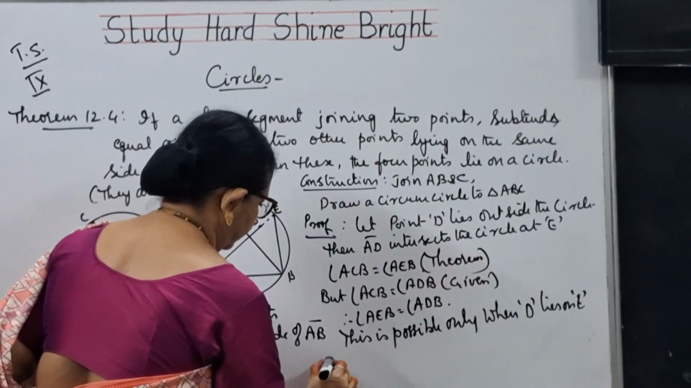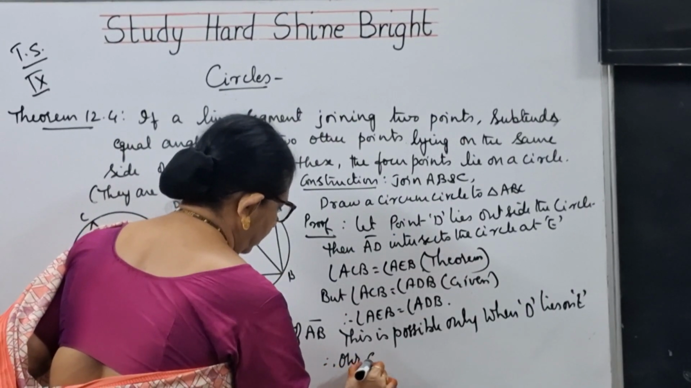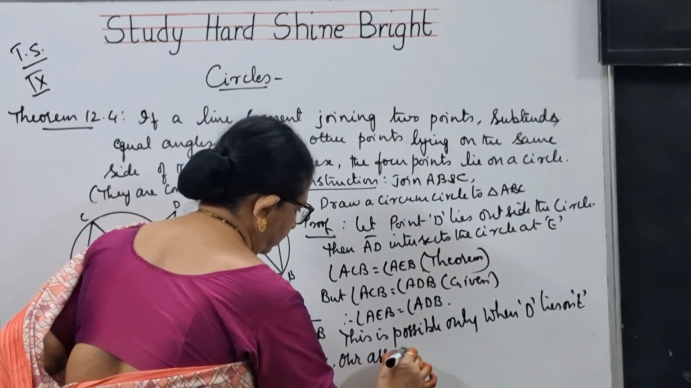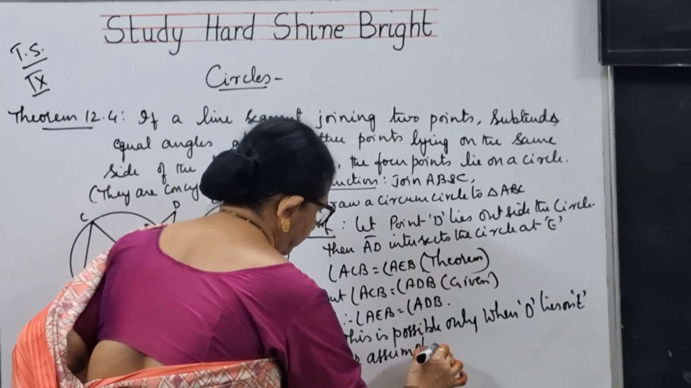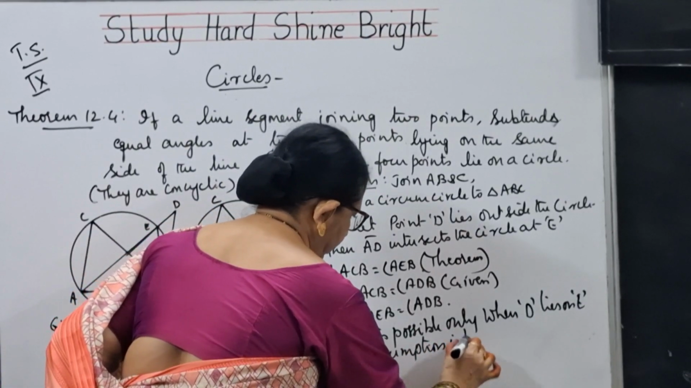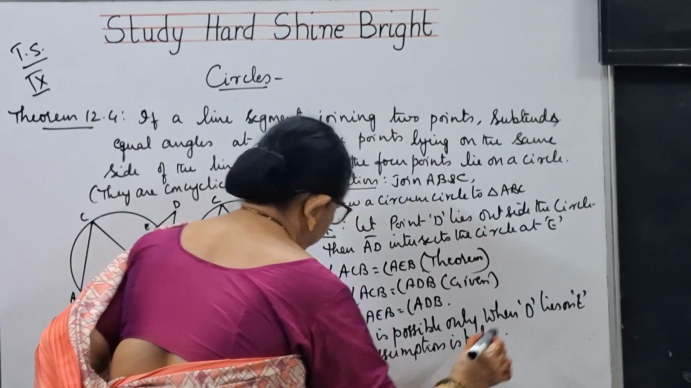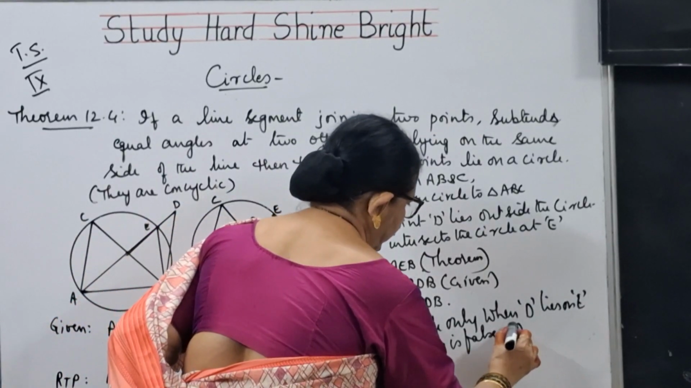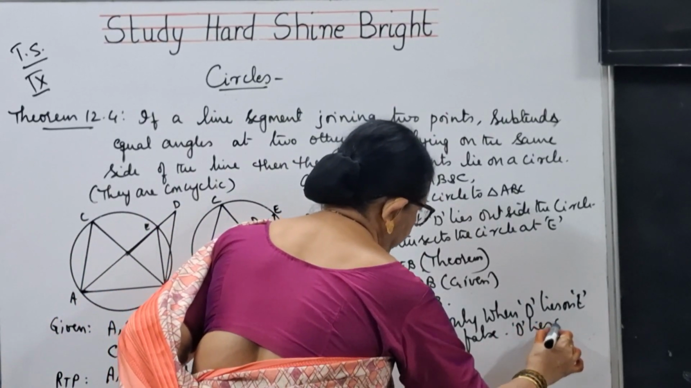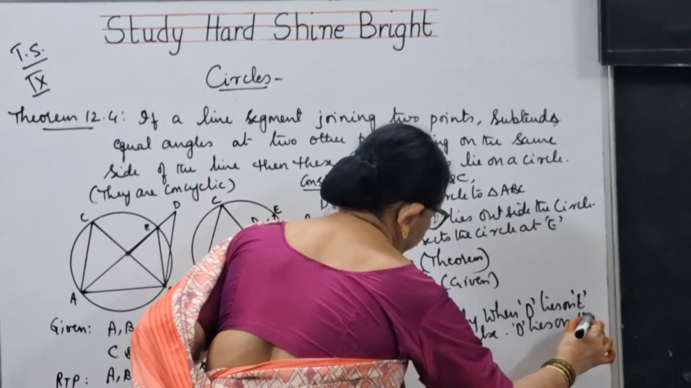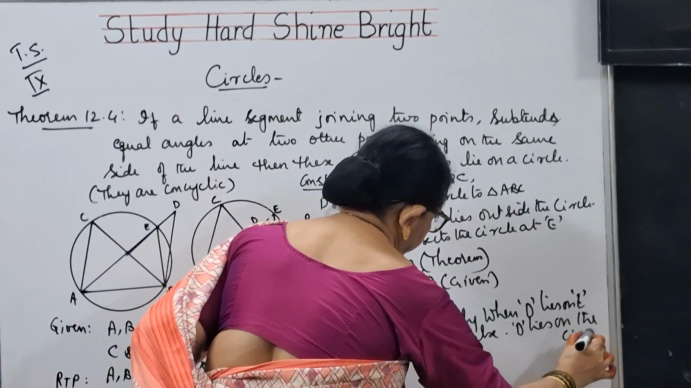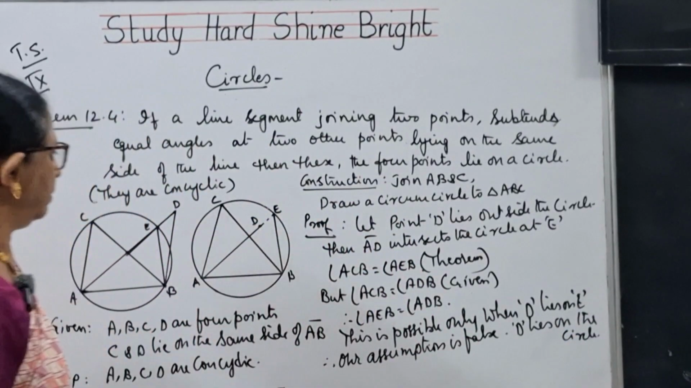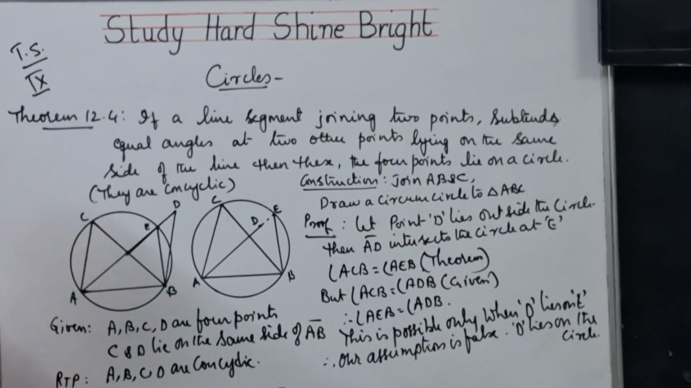Therefore, our assumption is false. D lies on the circle. This is the proof for the first figure, children.